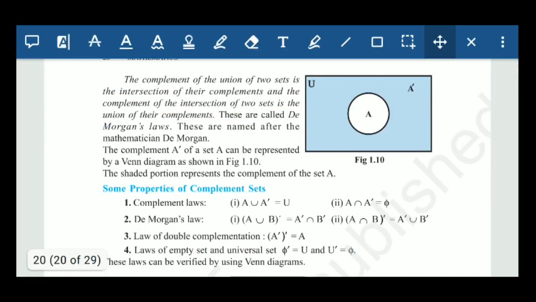Now I am going to explain the same topic with the help of a Venn diagram. You can see U is the universal set and A is a subset of it, and A dash is the complement of set A.